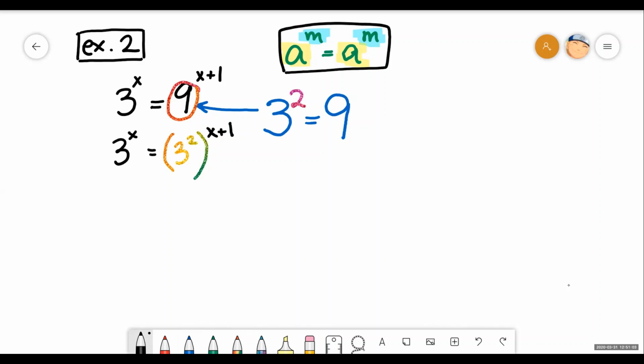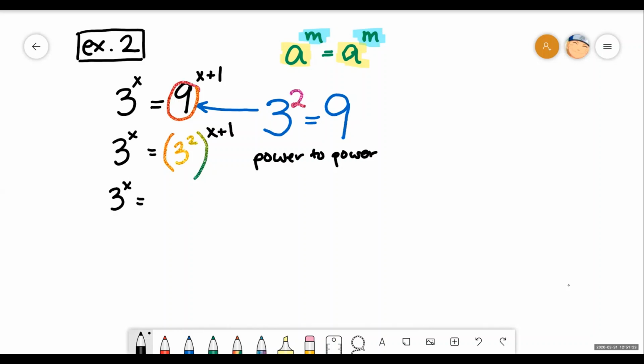So what can we do to make this look more like a to the m equals a to the m? So we have our power to power rule, which we reviewed just a little while ago. Power to power, which means we multiply those exponents. So I'm going to go ahead and show that. So now I've got 3 to the x on the left. Then 3, I'm going to multiply 2 times x plus 1.